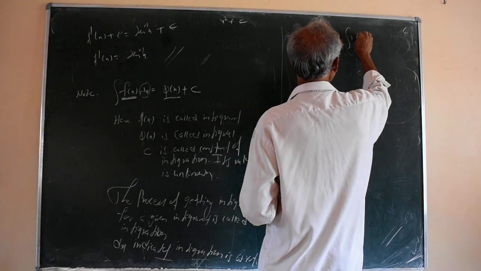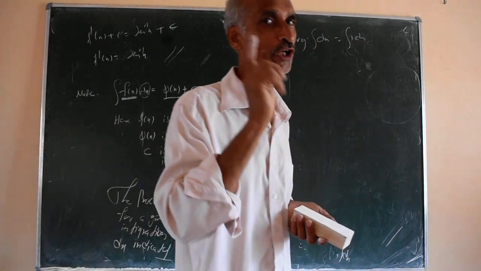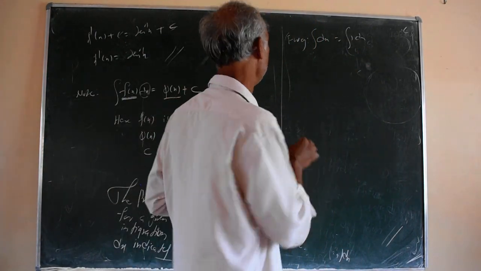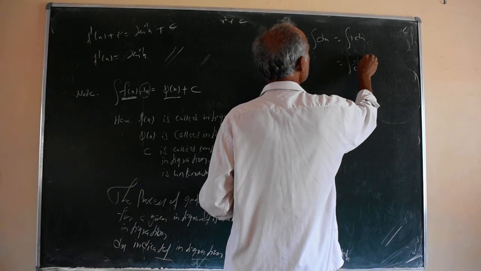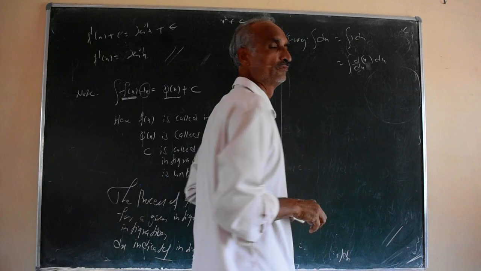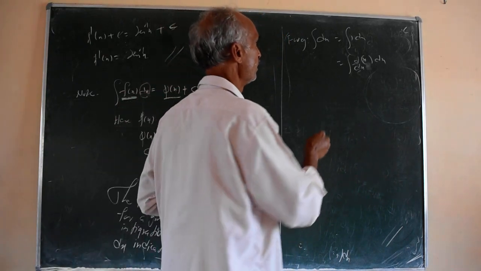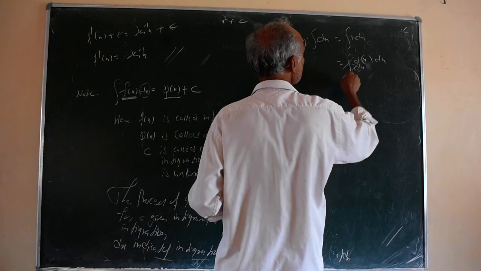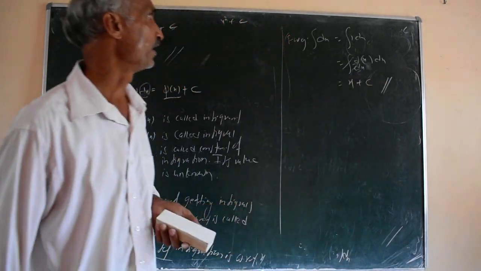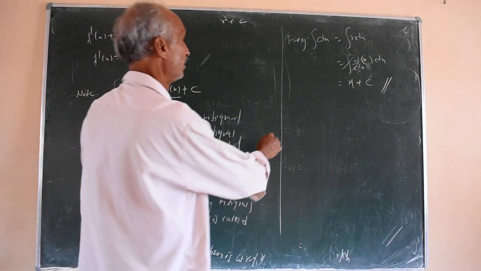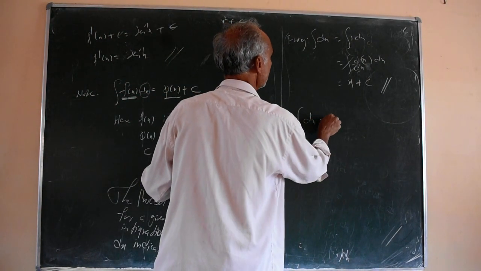Otherwise, I can write dx as 1 into dx. Now, 1 is nothing but d by dx of x, therefore 1 dx is d of x. Now integration and differentiation cancel, and the answer is x plus c. So integration of dx is x plus c.